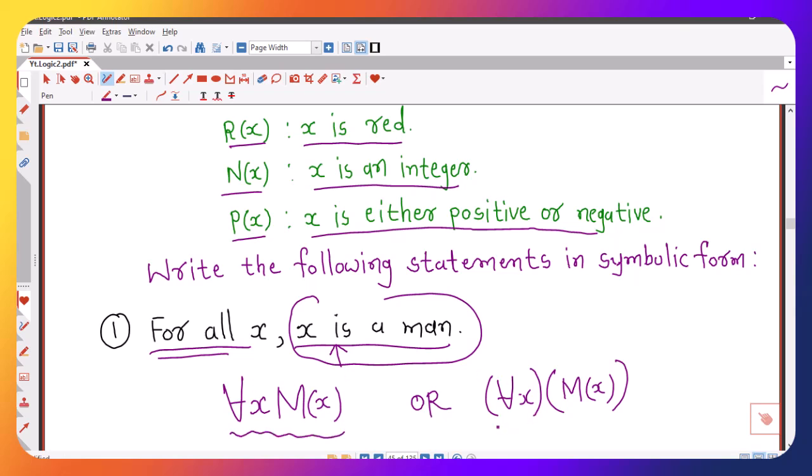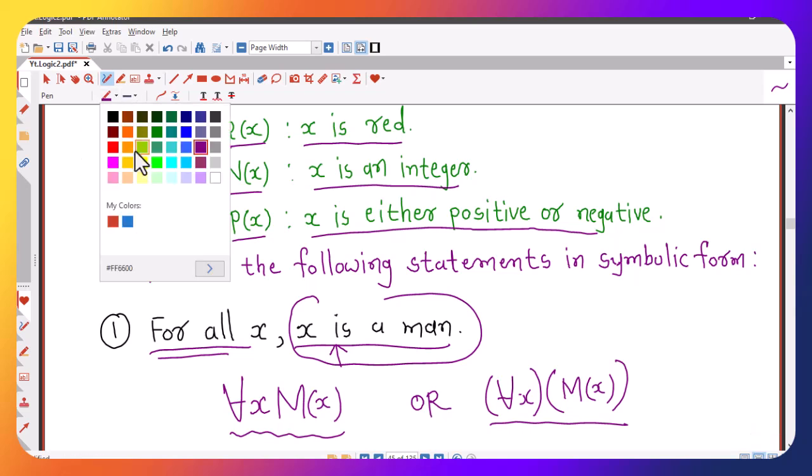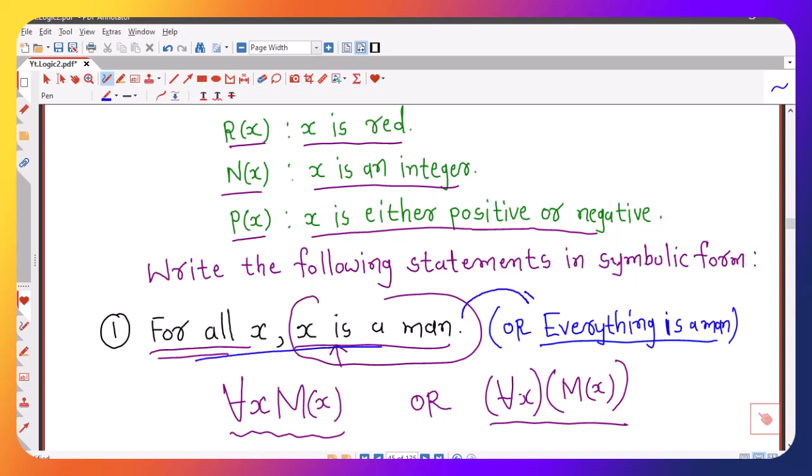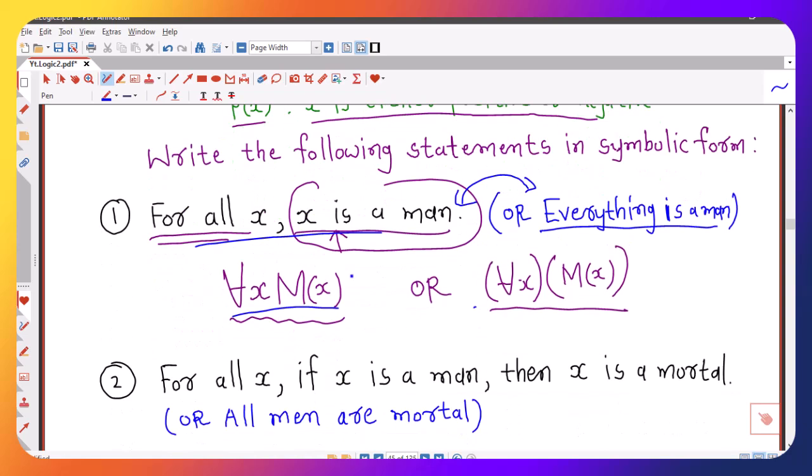So for all x, x is a man can be written in symbolic form in this way using the universal quantifier. Instead of writing for all x, x is a man, we can also write that everything is a man. So either they ask to write this or this. These two are equivalent statements and we will write them in this way.